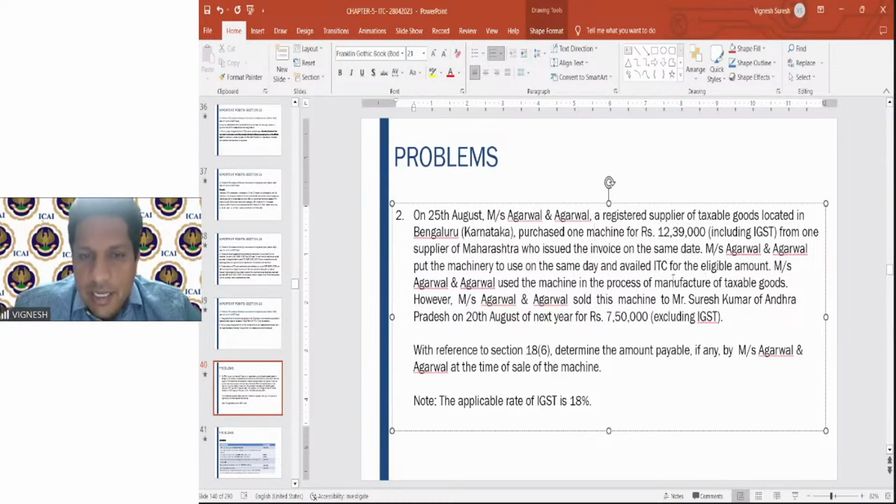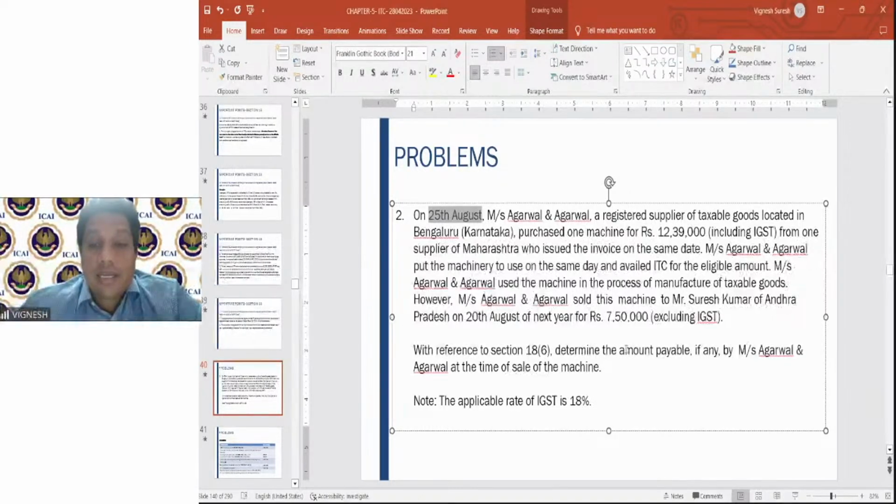So how many quarters were there here? See, on 25th August, he has purchased. So August means July, August, September, 1 quarter will be there. October, November, December, 2 quarters. Jan, Feb, March, another quarter, so 3 quarters. Then in the next year, when he is selling, April, May, June, July, August, September, 2 quarters. So 3 plus 2, totally 5 quarters. 5 quarters into 5% each, that is totally 25%. So from this 1,89,000, you have to remove 25%. Then you will get the amount to be added as the reversal amount to the output tax liability.